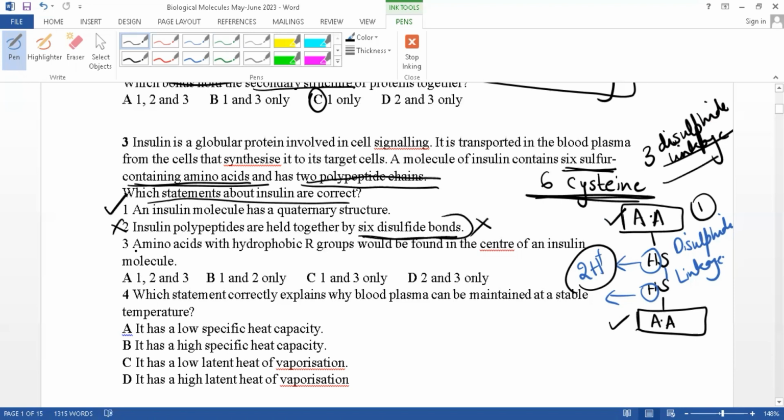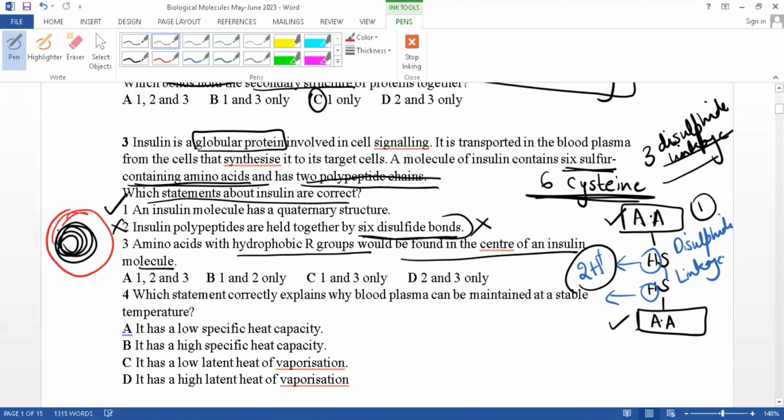That's incorrect. Thirdly, amino acids with hydrophobic R groups would be found in the center of an insulin molecule. It is correct, because it's a globular protein, and the protein becomes globular when all the hydrophobics are in the center and all the hydrophilics surround them at the corners and edges, so that the hydrophilic parts can interact with the polar environment and all the hydrophobics are compact in the center. So this is also correct, and options 1 and 3, that is C, is correct.